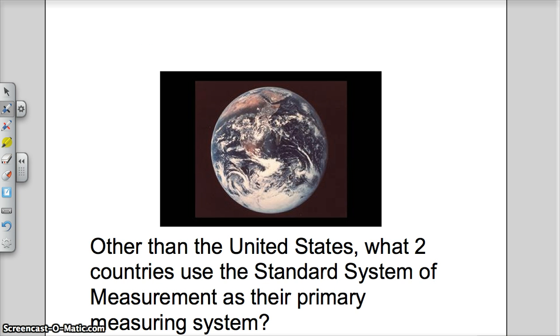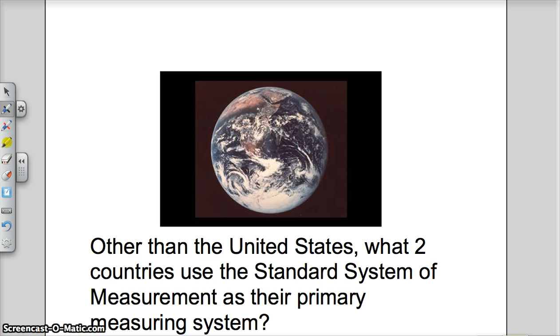As I said, the United States is pretty unique. There's not many countries that use the standard system as its primary measuring system. There's actually only 3. And I would like you guys to do a quick search online for the 2 other countries that use the standard system of measurement as their primary measuring system. I don't need you to come up with an opinion or state anything other than the names of those 2 countries. We will discuss more on that when I see you in class.